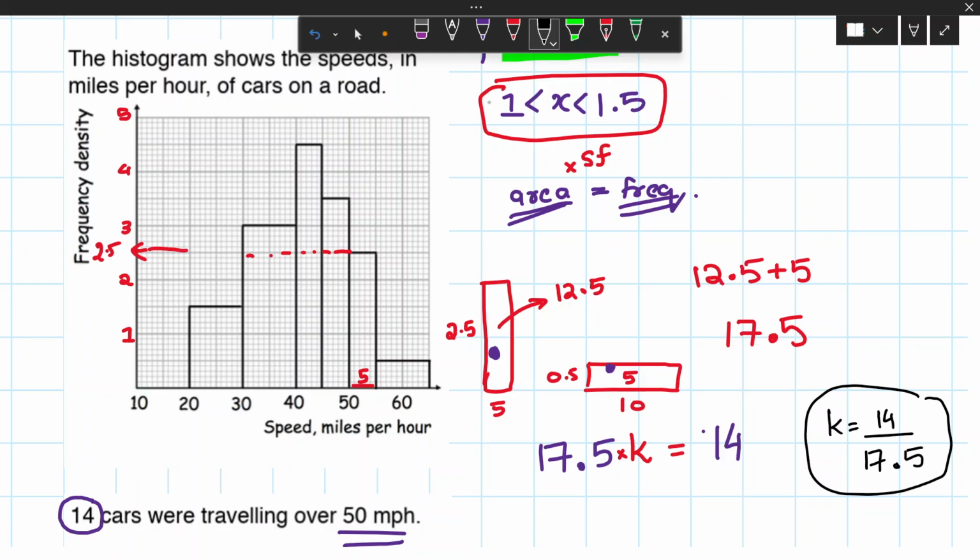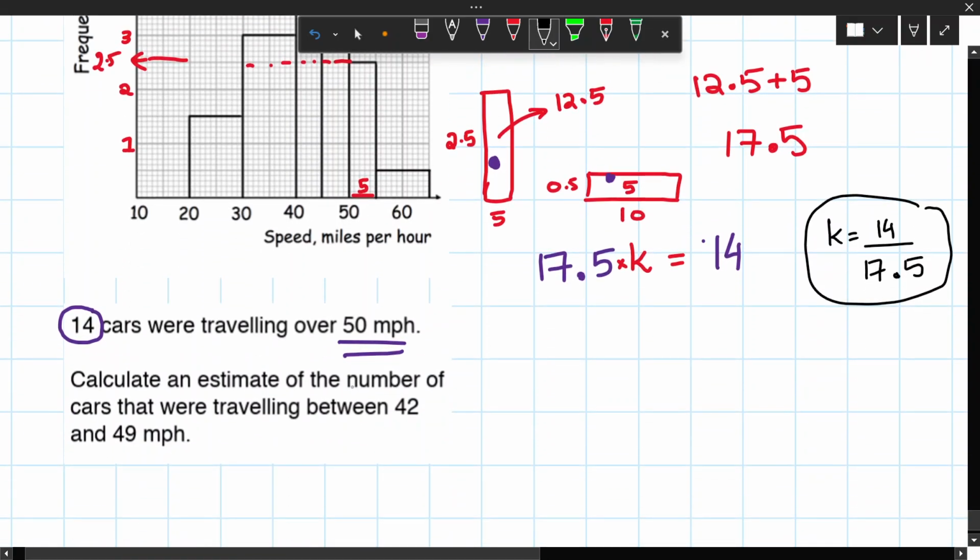The reason why we're doing this is because I didn't know what are the numbers on the y-axis. I just assumed them to be 1, 2, 3, 4, 5, and that is why I kind of ended up with the wrong area. But I can fix it by bringing in that new number k in such a way that the area now becomes the same as the frequency. Okay, so I've kind of fixed it.